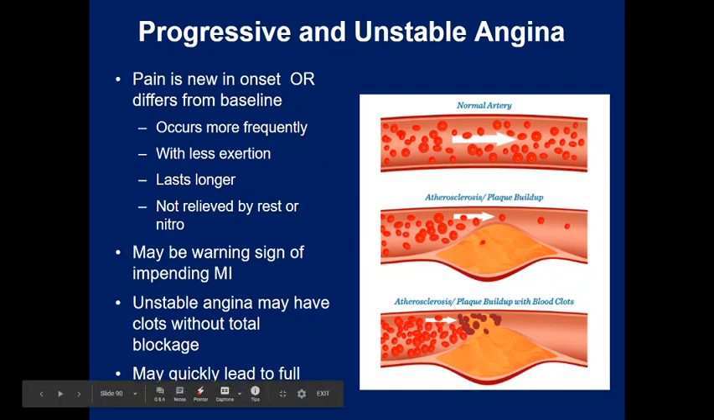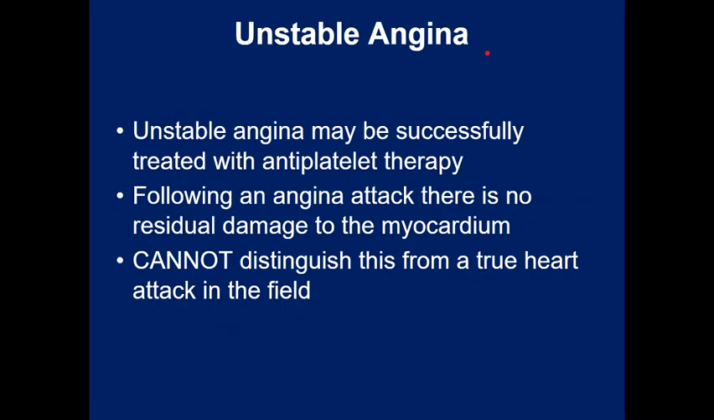Maybe the plaque built up a little further, maybe a little clot formed, but there's still blood flow. So this may quickly progress to a full infarct. Unstable angina can be treated with antiplatelet therapy. So all these patients we're giving nitro, we're giving aspirin to. But if there's an actual attack with an infarct, there's permanent damage. With unstable angina, there's no damage to the myocardium yet, but they need medical therapy and possibly surgical interventions down the line.